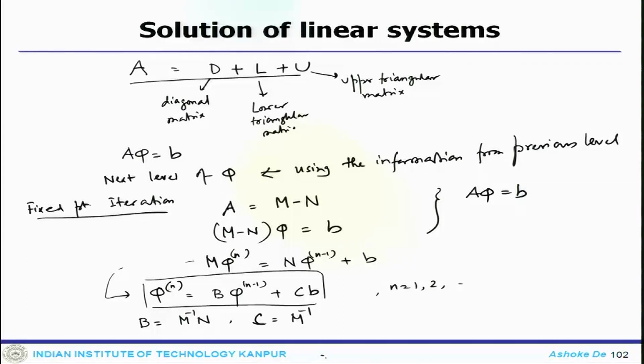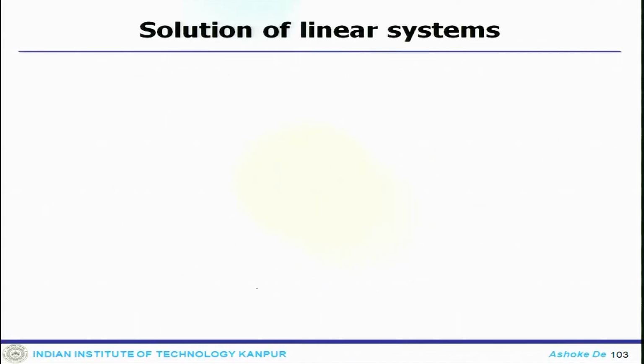That means the nth level of phi is obtained using the matrix B and phi^(n-1). Now before moving ahead to the different descriptions of the iterative methods, there are some minimum characteristics that one should know. Number 1, that is the iterative equation.